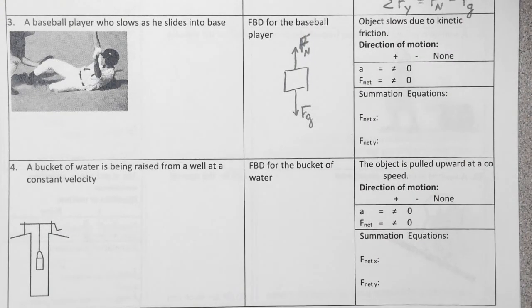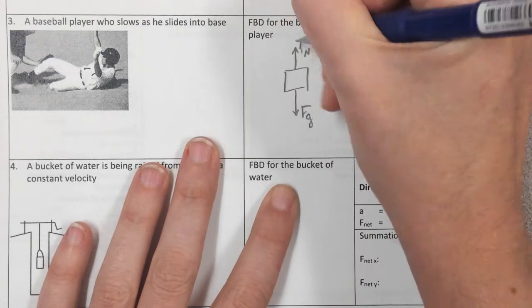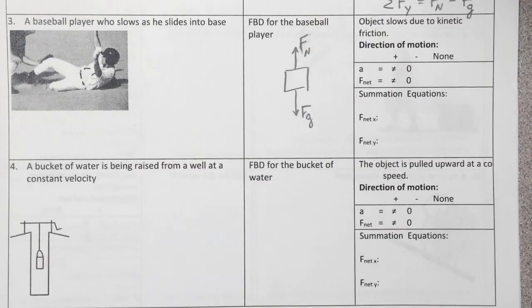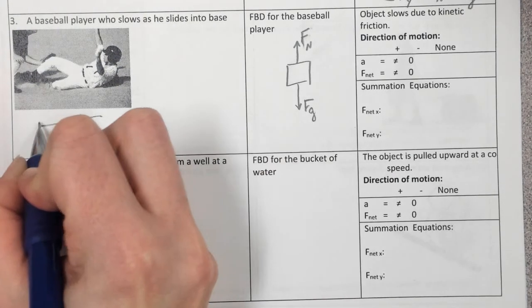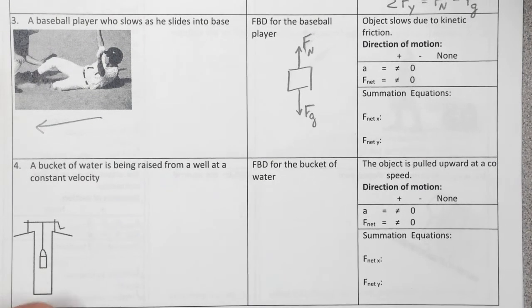Are there any other forces pushing or pulling on our baseball player? Friction is definitely pulling on our baseball player this time. If he is sliding into base this way, like the picture shows, which way does friction have to be to slow him down? It has to be the other way, right?